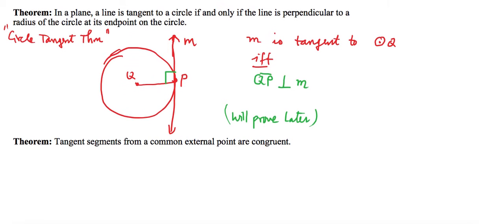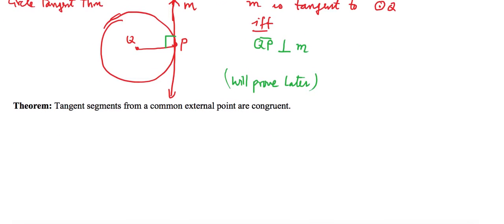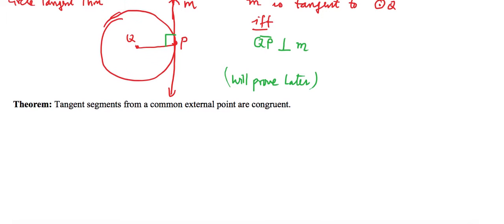All right, let us continue then. The next theorem says that tangent segments from a common external endpoint are congruent. We'll call this the tangent segments theorem. And let's look at a picture as well.